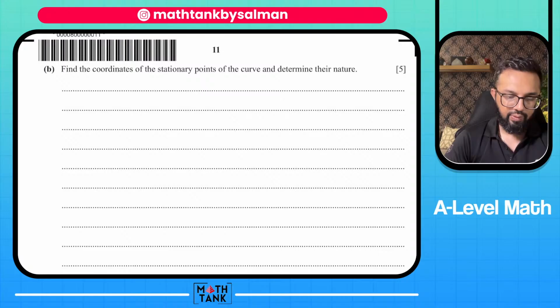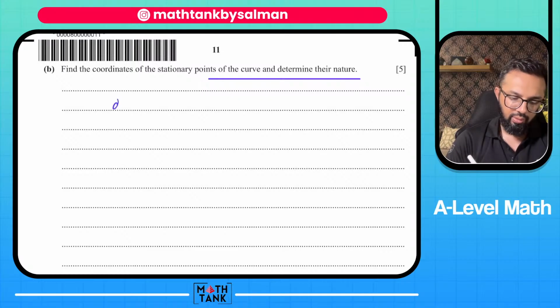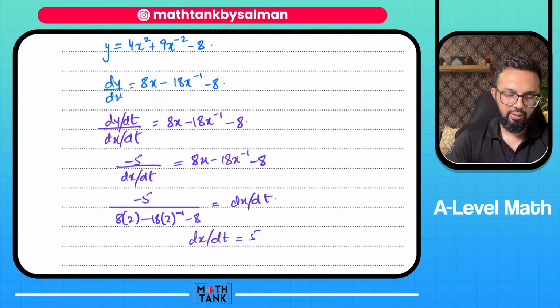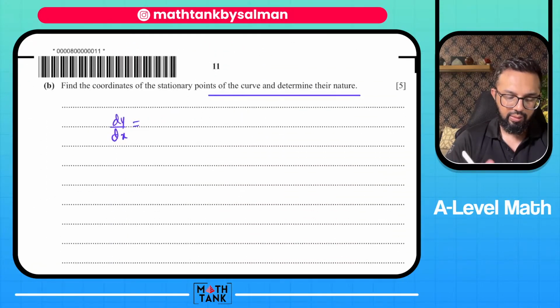Find the coordinates of the stationary points of the curve and determine their nature. So dy by dx is 8x minus 18x power minus 1 minus 8. So equals to 0.